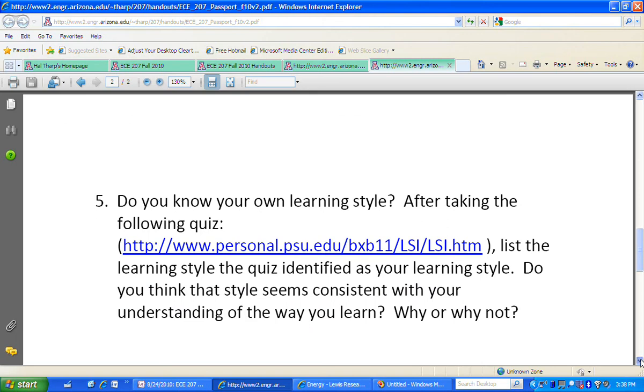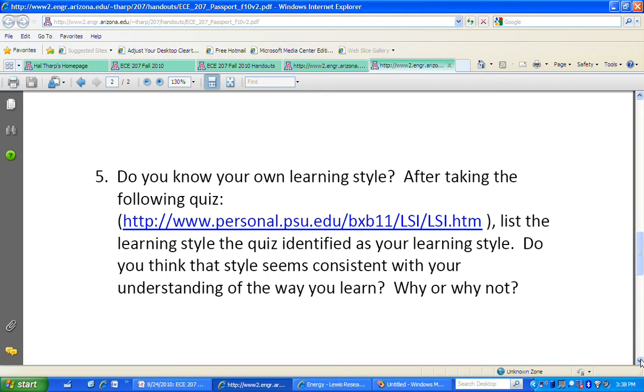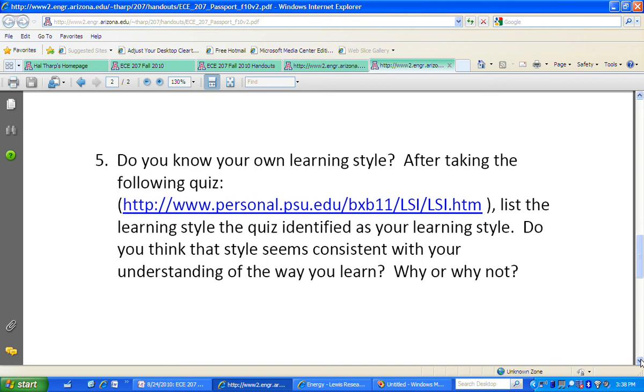What else? Learning style. There's a quiz online. I want you to provide me with the results of that quiz. It shouldn't take you very long to check through that quiz and identify your learning style. Then you can tell me whether you agree or don't agree with that particular quiz's assessment of your learning style.